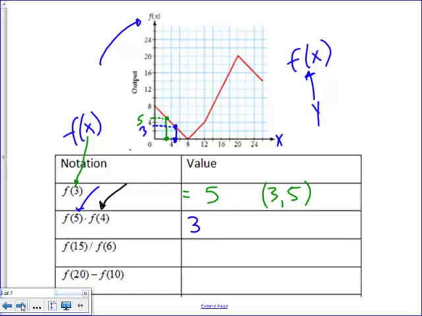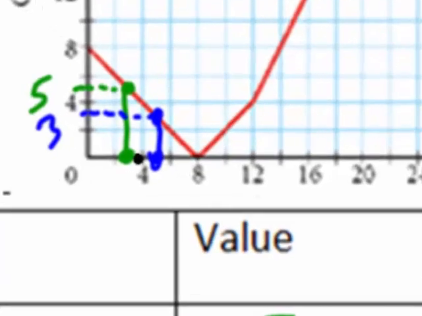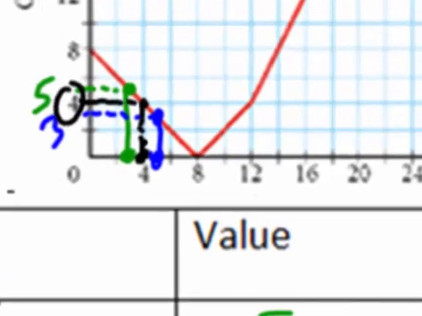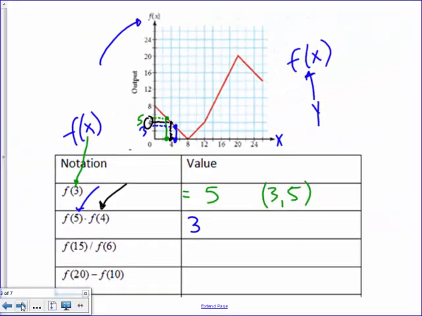And we're taking that times f of 4. Well, what is f of 4? I go to where x is 4, which is right here. Go up right here. So that's also when the y is 4. So this is a 4. So it's really 3 times 4, right? Because f of 5 is 3, and f of 4 is 4. So 3 times 4 gives us 12. So I had to find each of those before I did that.